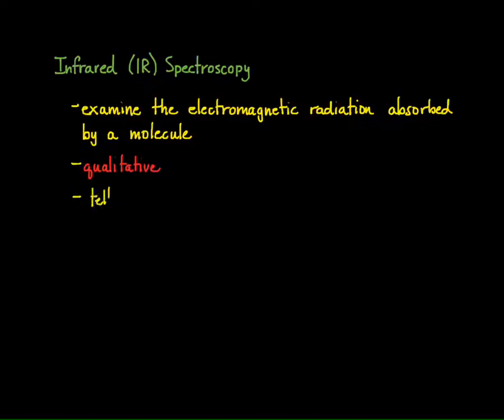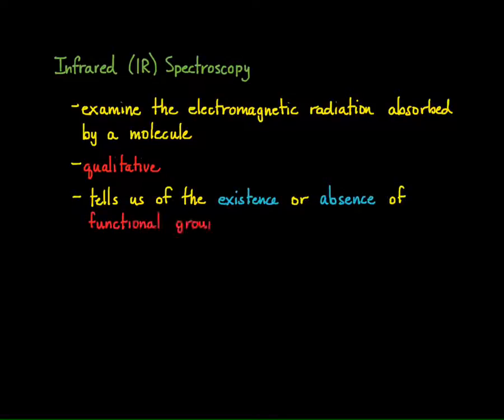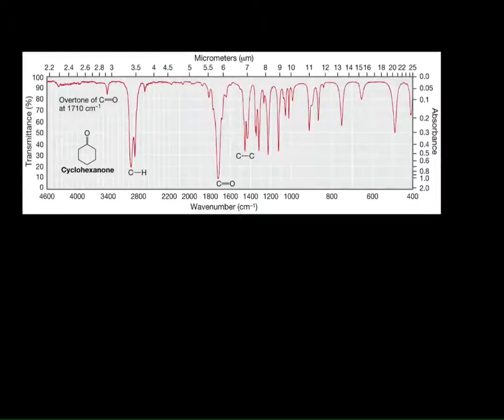What it does is it tells us of the existence or the absence of functional groups. Notice it cannot tell us the exact structure, so we cannot solve for a structure of a particular molecule. All we can tell from an IR spectrum is whether or not it has certain functional groups and maybe not have other functional groups. So let's look at an example. Here is an IR spectrum. This is of cyclohexanone, so it doesn't really matter what it is at this point. But I just want to show you what an IR spectrum looks like.